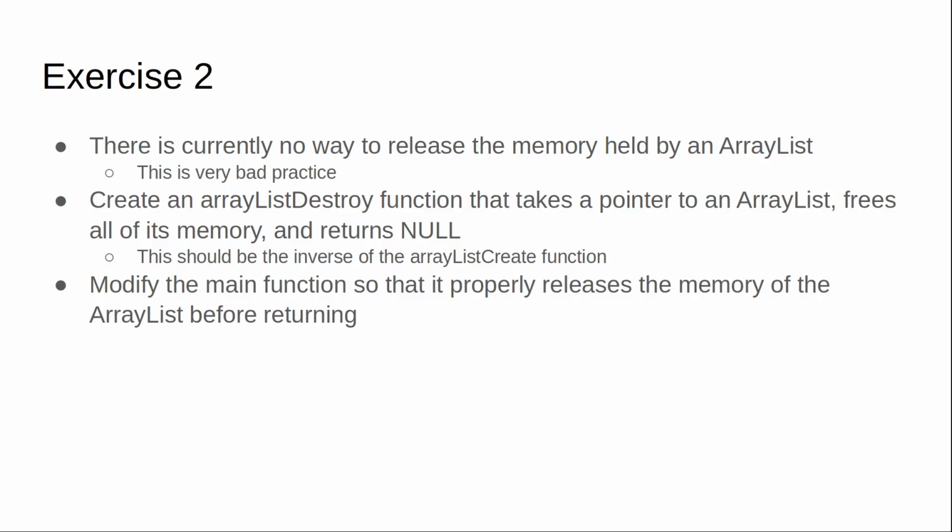And then modify the main function in that example we just had so that it properly frees the memory and sets the pointer to null before returning. Now, because you're returning null from your destroy function, instead of having to write 2 separate statements, you can write just one, because you can set the return value of your destroy function to your array list parameter that you pass in. And then when that function completes, your pointer is going to be null at the end of it because it returns a null back to the caller.